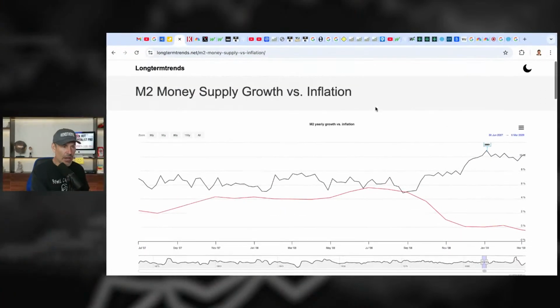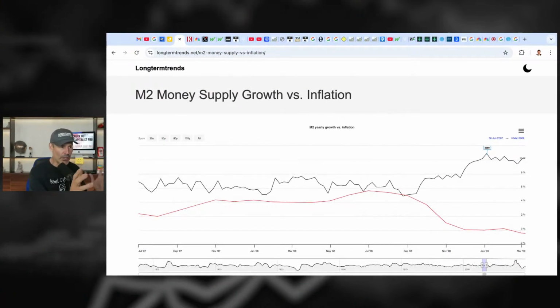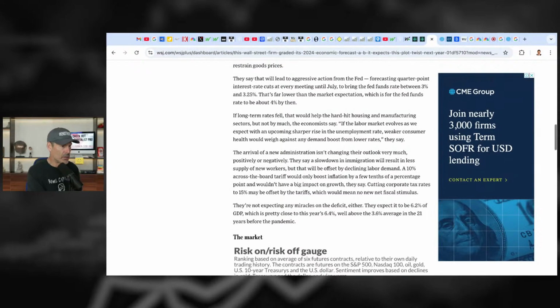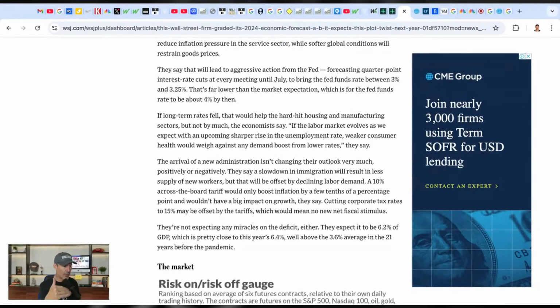So now that we understand what we need to consider, let's go back to the article of this Wall Street firm. Okay, cool. So now they're talking about the Fed cutting more aggressively than expectations. If long-term rates fell, now I'm reading from the story here, that would help the hard-hit housing and manufacturing sectors, but not by much. See, this is where I call BS. Now, I get it that if long-term rates fell, it would make it better than it otherwise would be.